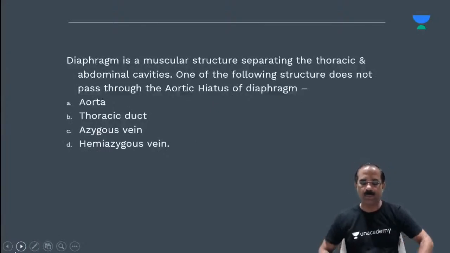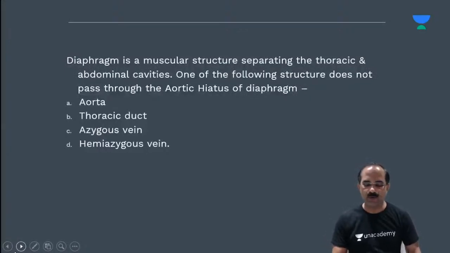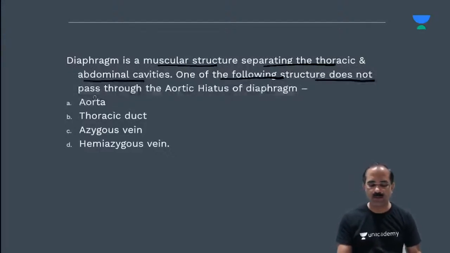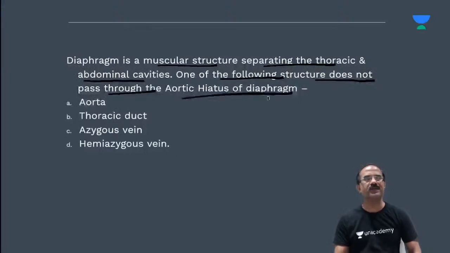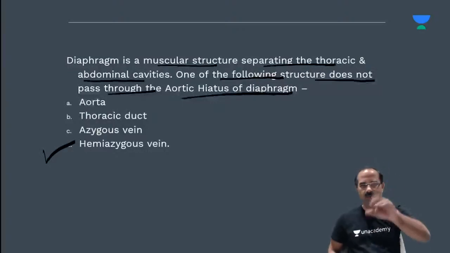Answer this. Diaphragm is a muscular structure separating the thoracic and the abdominal cavities. Which one of the following structures does not pass through the aortic hiatus of the diaphragm? Which does not pass? Answer this. Yes, very good. The hemiazygous vein does not pass.